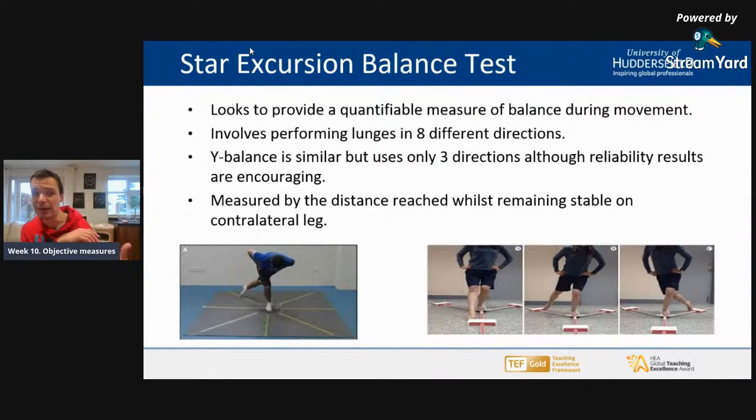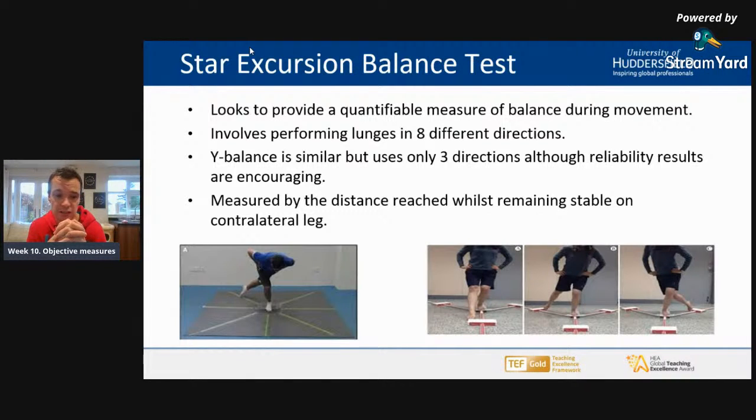And going on the theme of balance, you have the Star Excursion balance test. Again, many of you will have come across this before, I'm sure. Despite its simplicity, it's actually proven to be really quite reliable. It's mainly used now to profile patients, and what I mean by that is they profile the movements which could put you at high risk of particular injuries, so things like anterior cruciate ligament injury and things like that.